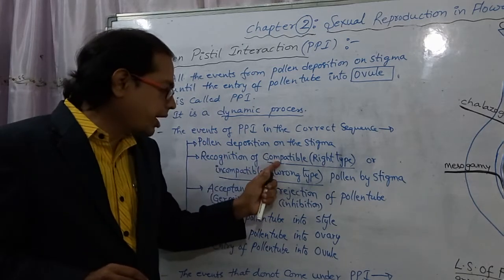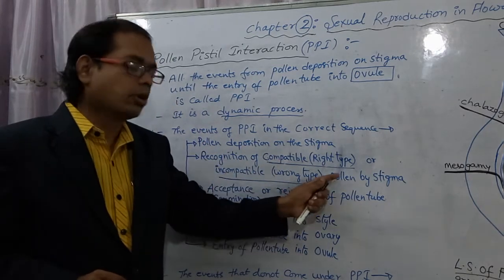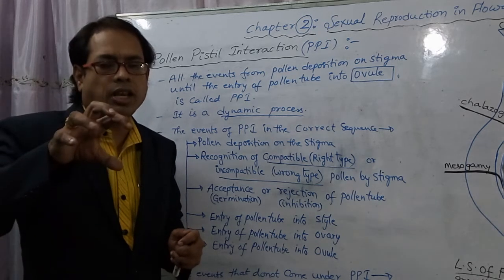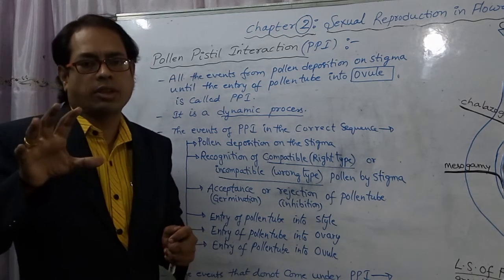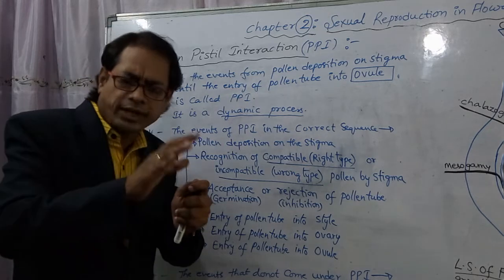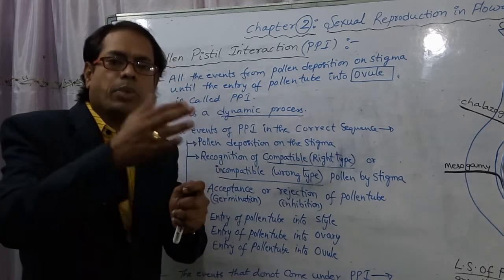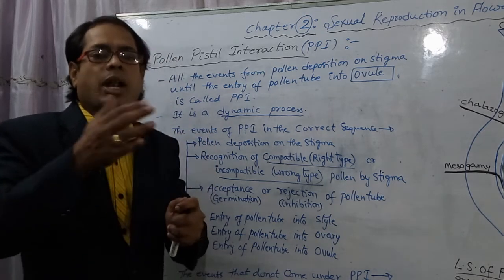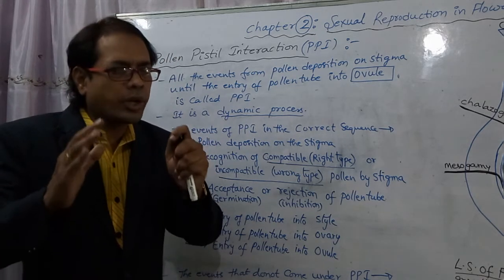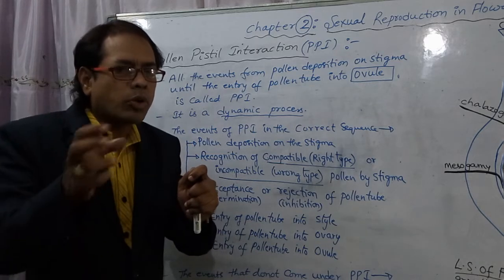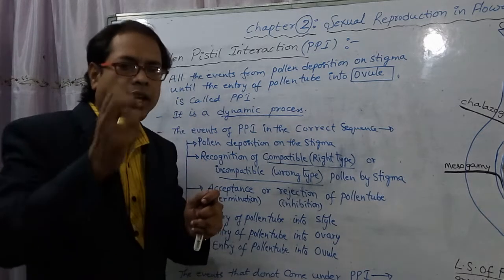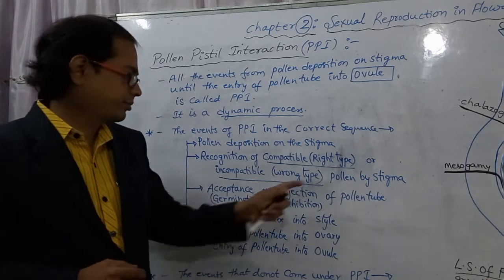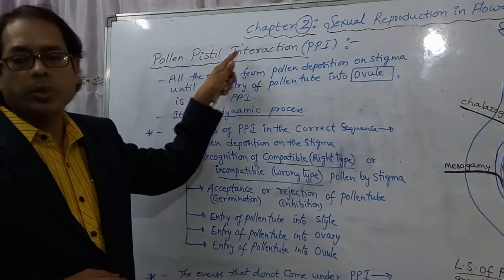Recognition of compatible or incompatible type of pollen grain by the stigma. The recognition occurs whether the pollen is of right type, that is the same plant species, or wrong type, that is another plant species. That recognition is done by chemical components of pollen grain and also the chemical components of stigma. That's why it is called pollen pistil interaction.